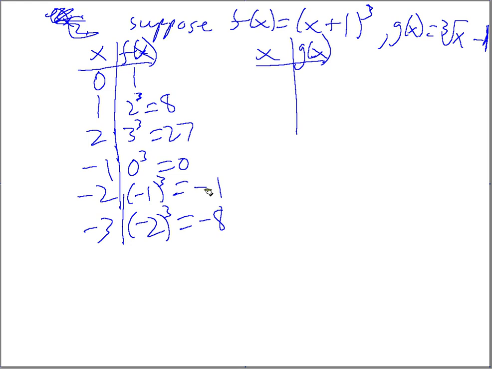Well, yes, they are. They're all different. So this function, x plus 1 cubed, is a one-to-one function, based on my table here. All right. Now let's take a look at the g function.